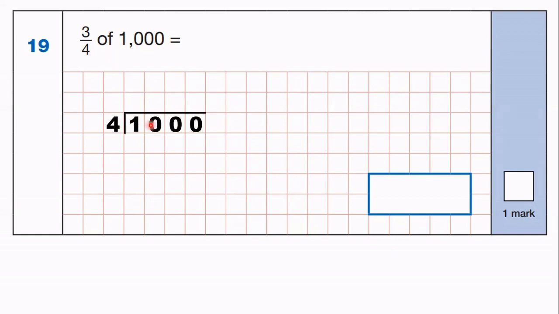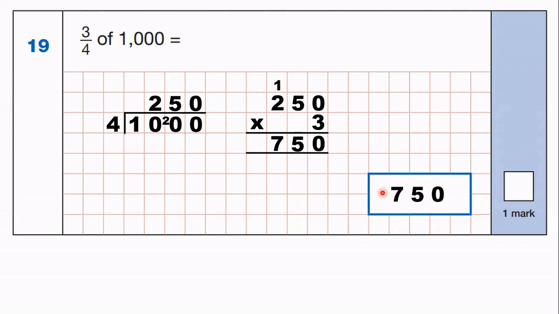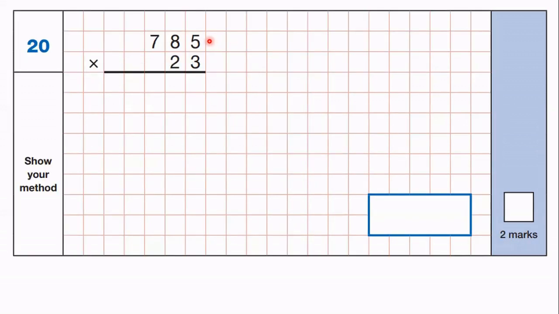So 10 divided by 4 is 2, remainder 2. 20 divided by 4 is 5, and 0 divided by 4 is 0. So we have 250. And now we can multiply that by the numerator. So 0 times 3 is 0. 5 times 3 is 15, so that's 1, 5, and 2 times 3 is 6, plus 1 is 7, so we have our answer 750.